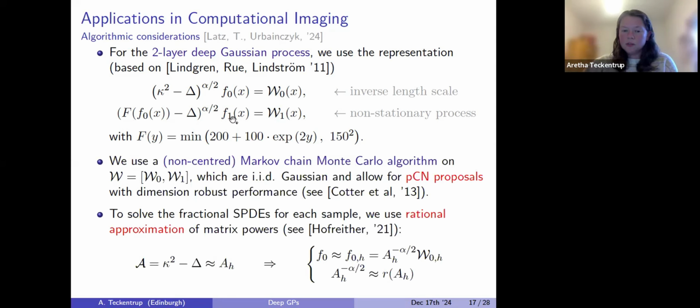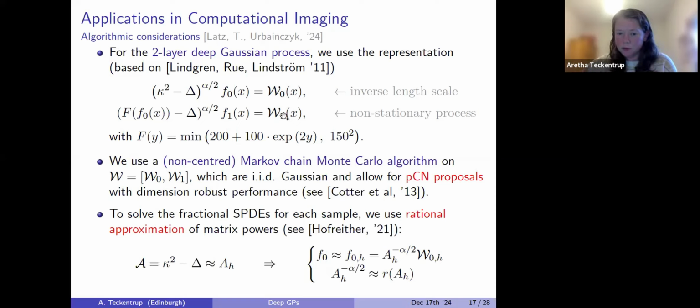The other trick that we use is that we use a non-centered Markov chain Monte Carlo algorithm. What does that mean? It means that instead of sampling from the F0 and the F1, which is really the thing that you want to sample from, you actually sample from the W0 and the W1 in the algorithm. Why do you do that? You do that because the W0 and W1 are white noise processes. So in particular, they are IID Gaussian.